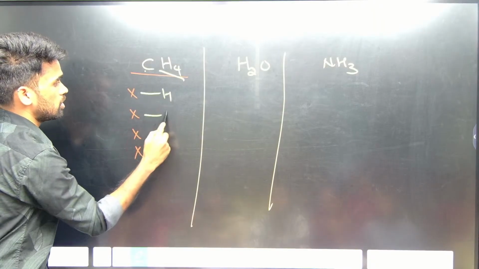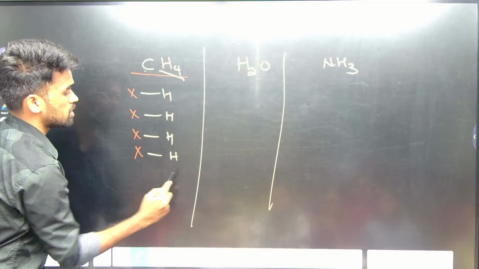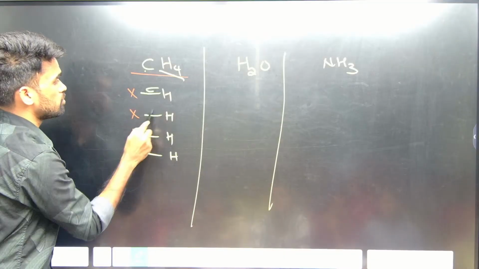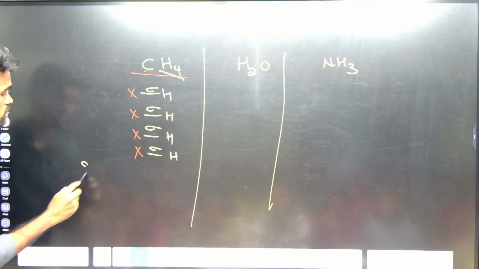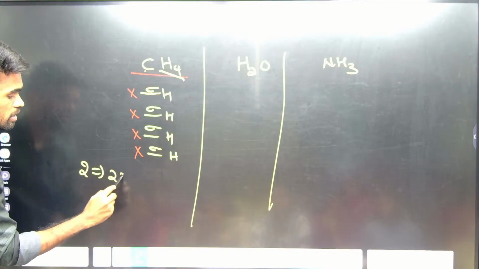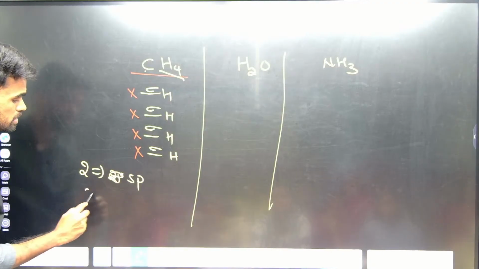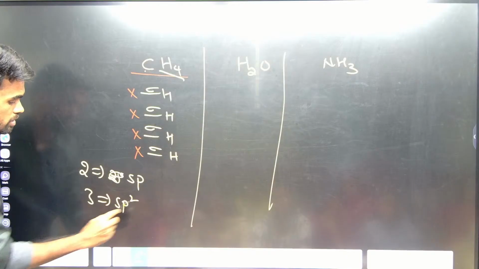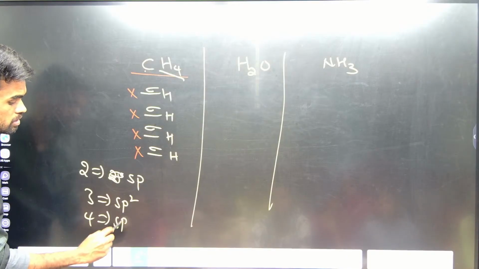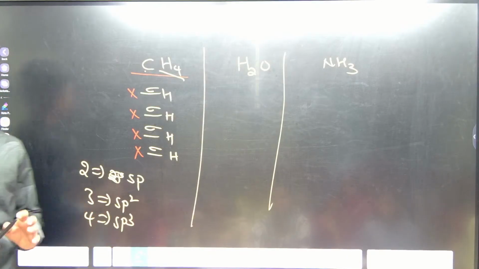So, like this. How many sigma bonds do we get? 4. So, 4 sigma bonds we got. If we got only 2 sigma bonds, 2 sigma bonds means sp. 3 sigma bonds? 4 sigma bonds? What I am saying, all the time I am using sigma bonds.